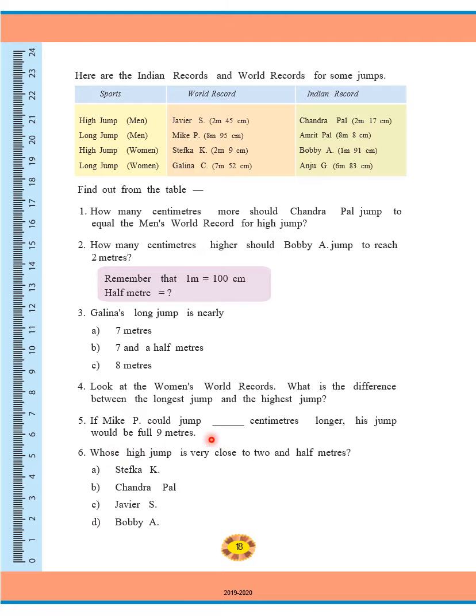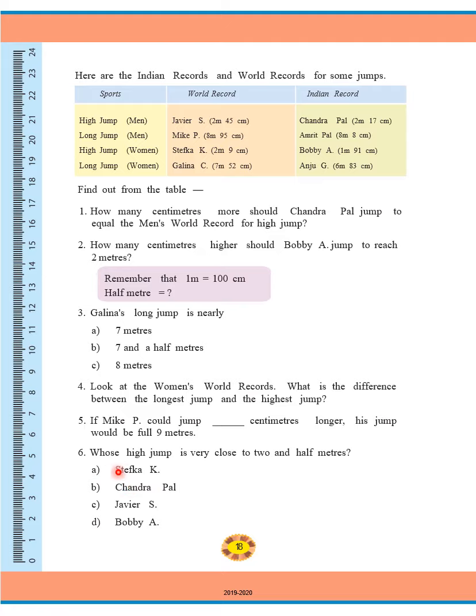Now the next question: if Mike P could jump dash centimeters longer, his jump would be full 9 meters. So we have to check the jump of Mike P. It is 8 meter 95 centimeters. So 1 meter has 100 centimeters, and 9 meters is equal to 9 multiplied by 100, which is 900 centimeters. So to reach 9 meters distance, Mike P needs 5 centimeters more.